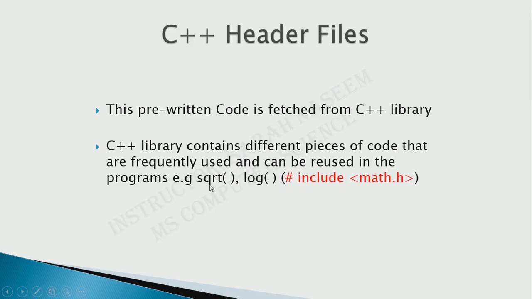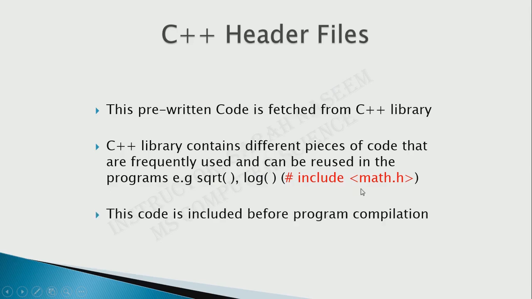For example, square root, log, etc. So if we want to calculate square root or log of a number, we will include the header file math.h in the program, and then we can use these to call the functions. This pre-written code is included before the program compilation.